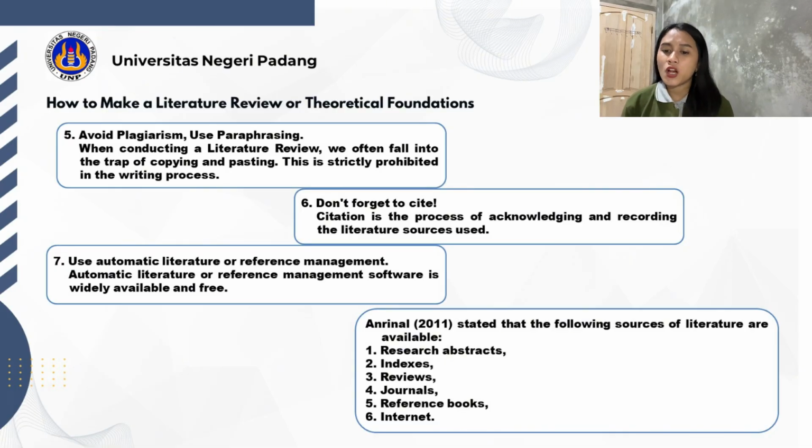7. Use automatic literature or reference management. Automatic literature or reference management software is widely available and free. Unlinal in 2011 stated that the following sources of literature are available: 1. Research abstracts. 2. Index. 3. Reviews. 4. Journals. 5. Reference books. And the last, Internet.